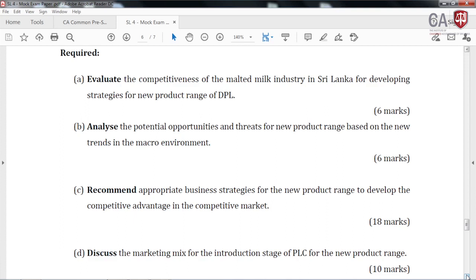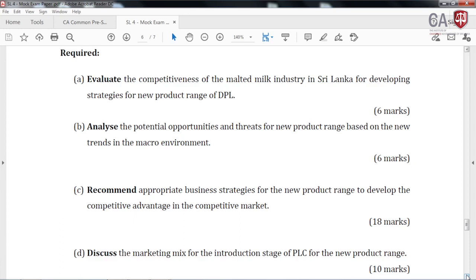So, malted milk industry. Then next, analyze the potential opportunities and threats for the new product range based on the new trends in the macro environment. So, what is the model you have to use? PEST, no? By using PEST, you can identify them, or the PESTL model.